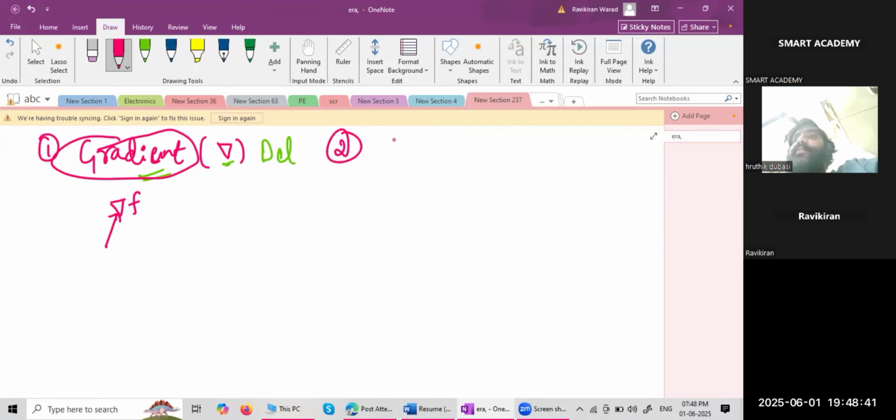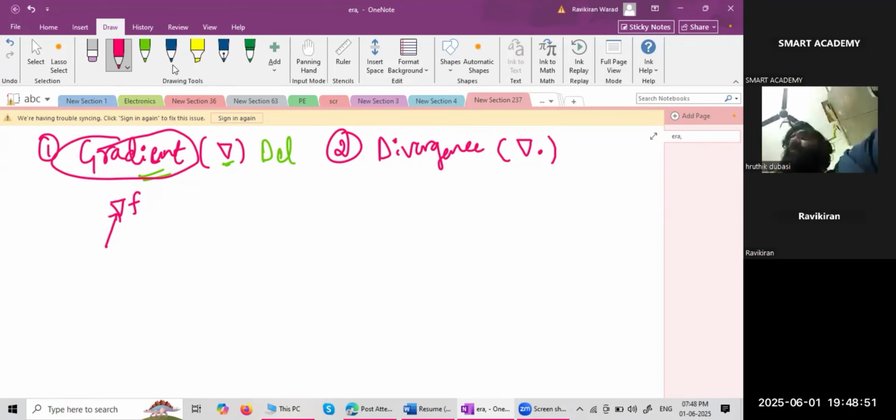No confusion. The second one is divergence. Divergence is represented by del dot. What did I say? Del dot means divergence, and del means gradient. Any confusion? No. If I write del dot F, how do you read this? Divergence of F.